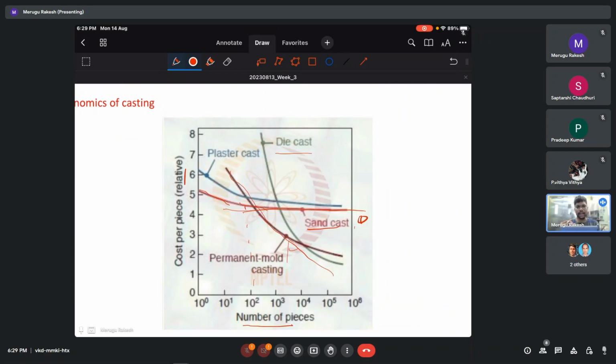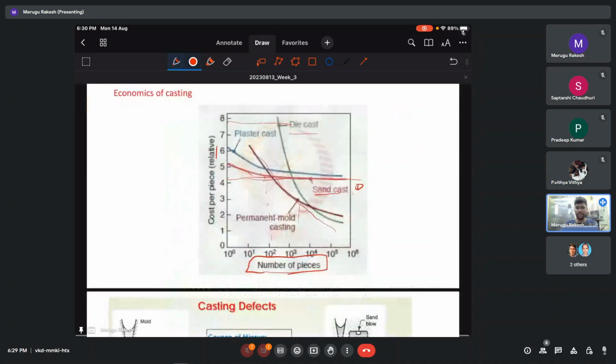So this gives an idea of which process I should select based on the number of pieces. If you want very high volume, go for die cast. If you want low volume, go for sand cast. So this is the upper and lower limit. We can select the middle according to your requirement. This is very interesting, the economics of casting.